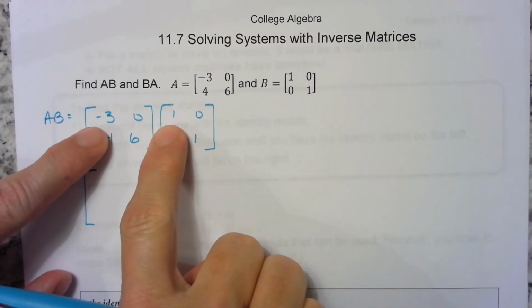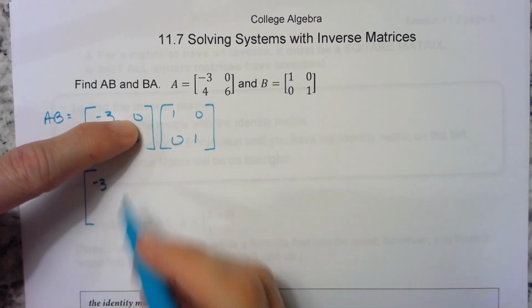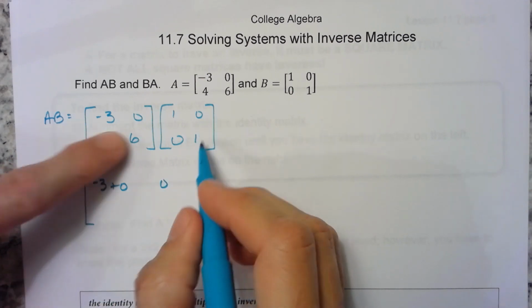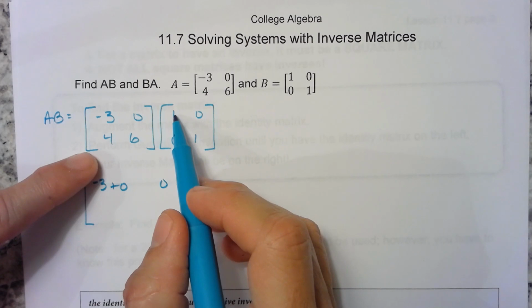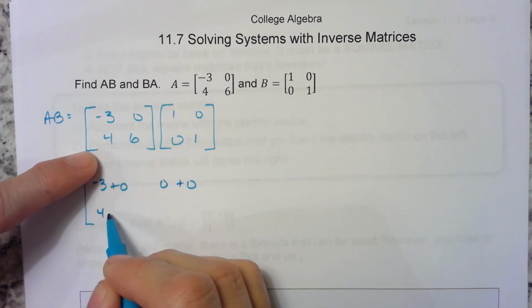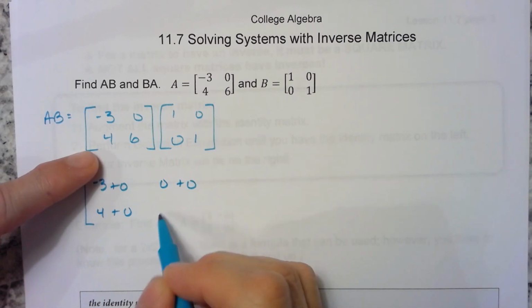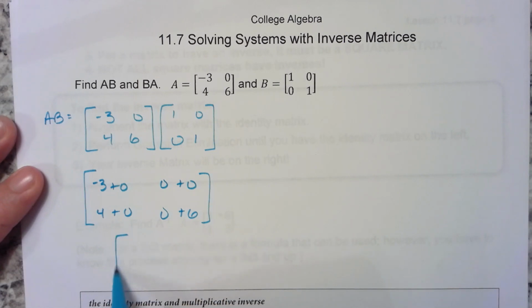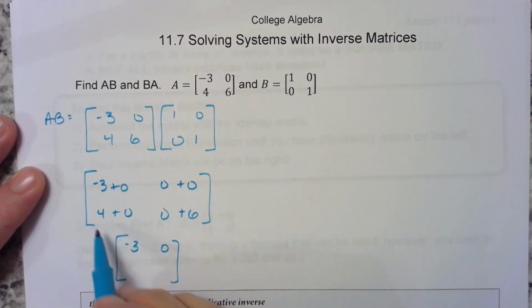So we're going to have negative 3 times 1 plus 0 times 0. Negative 3 times 0 plus 0 times 1. 4 times 1, 6 times 0. 4 times 0, 6 times 1. Negative 3 plus 0, 0 plus 0, 4 plus 0, and 0 plus 6.